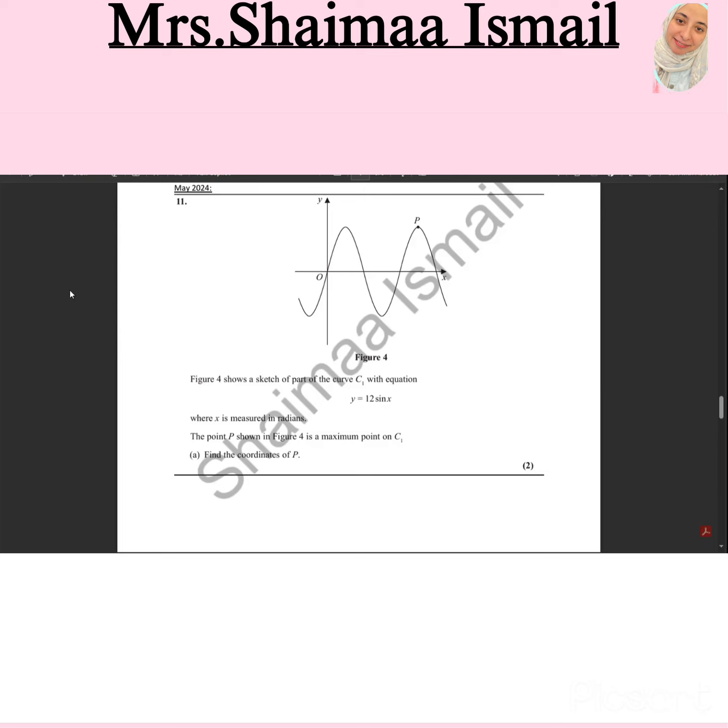First of all, here we have a figure. It's clear that it's sine. It started from 0, it's sine. If it started from 1, it's cosine. If it's like this and this, it's tan. So this is a sine question, okay? And he gave you an equation of 12 sine x. As usual, we have to draw the original sine anywhere.